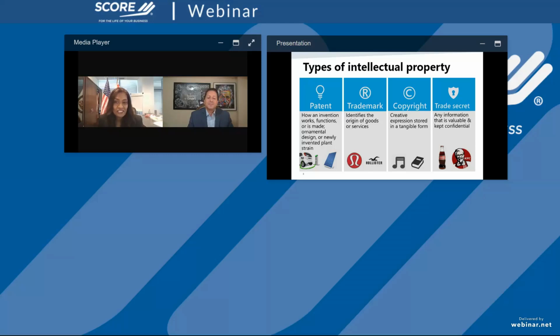Then moving on to another type, it's trademark. And this is Dave Gooder's area. This identifies the origins of goods and services. You think of when you go into the mall and all the different brands that you see out there. These are all protected by trademarks. But I'm not going to go too deep into that because Dave has a lot to say there.